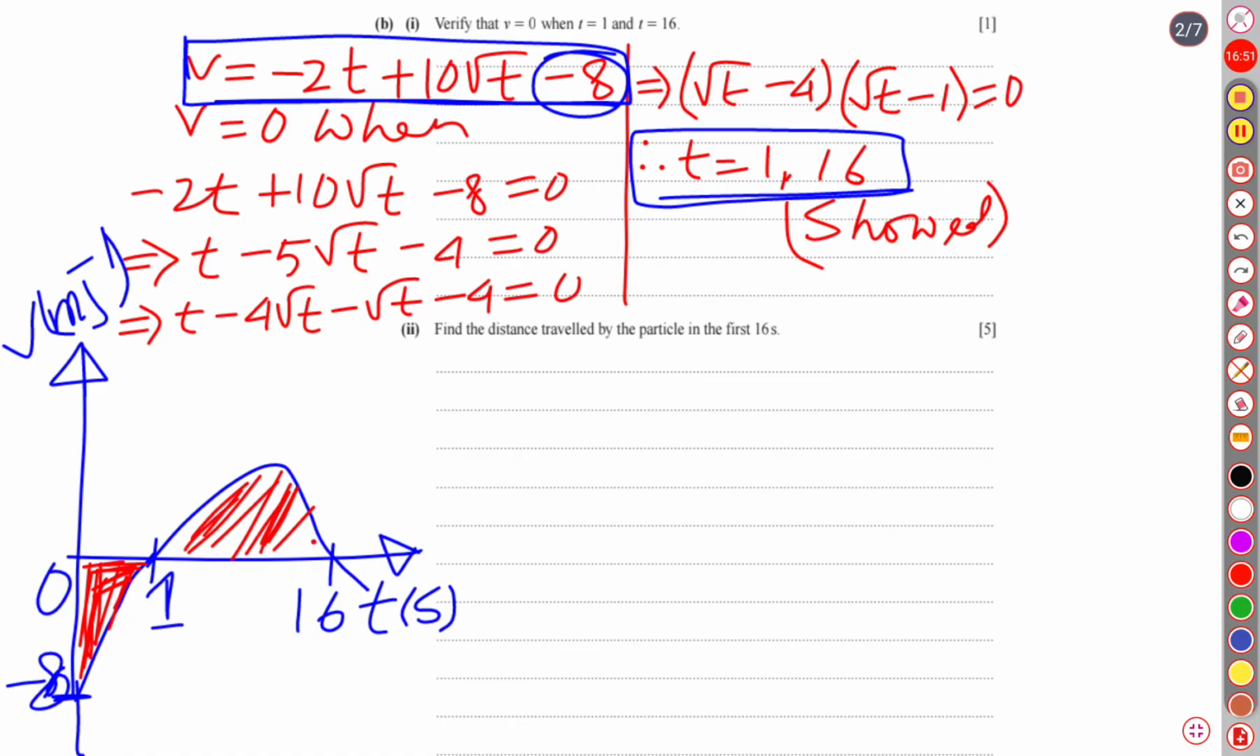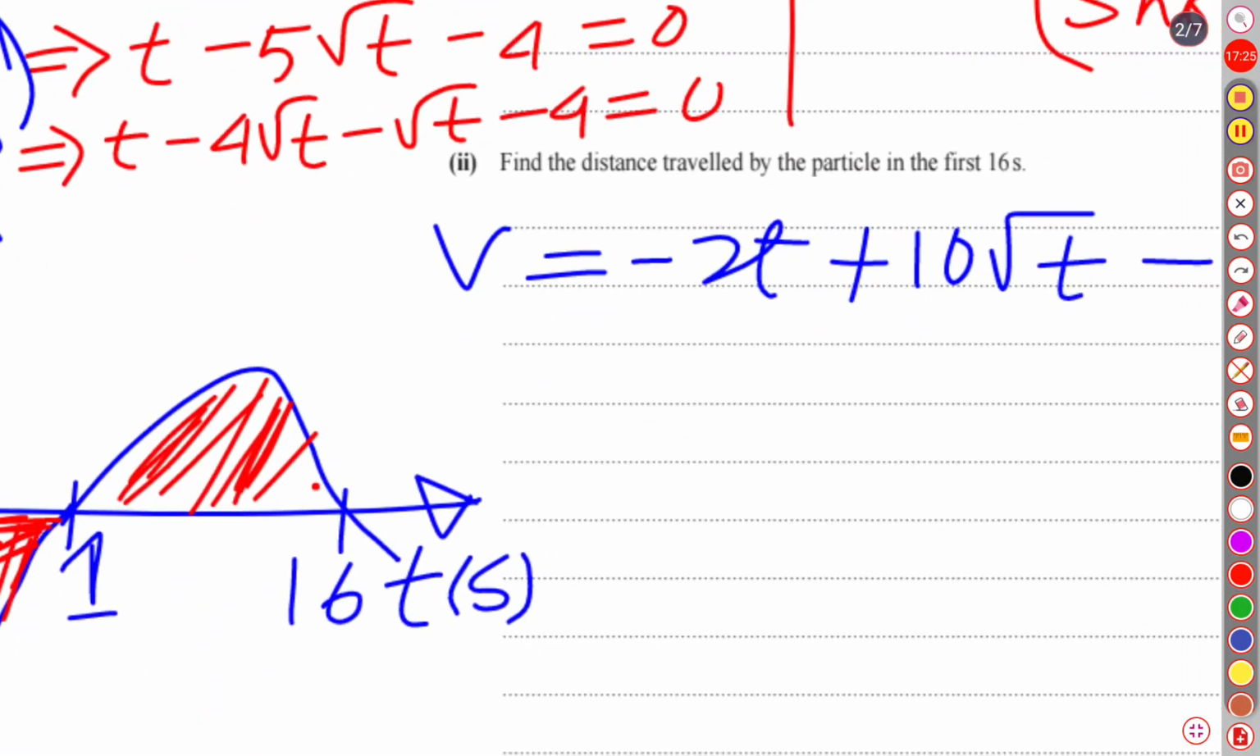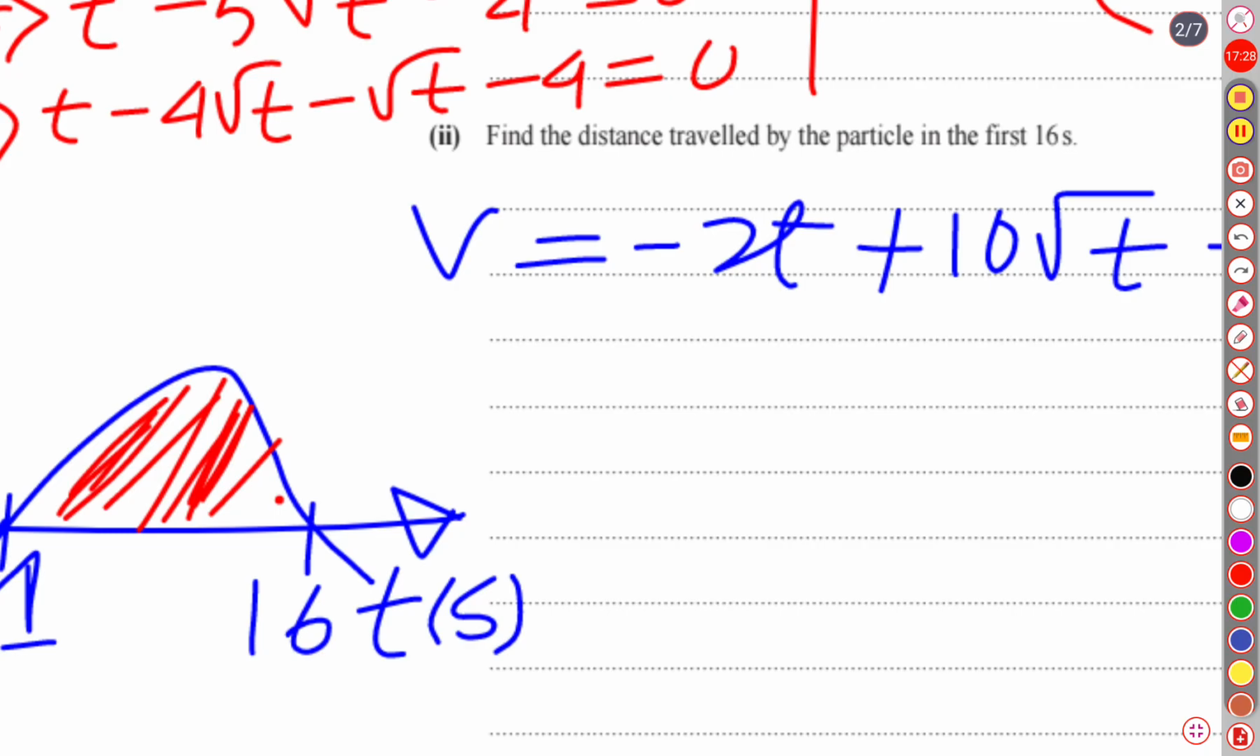Well, the basic concept we know: for finding the distance we just integrate the velocity. So our v is what? Let us write v. v is equal to negative 2t plus 10 square root of t minus 8. Then we know, for finding the distance or displacement, we just integrate velocity. So let us integrate velocity. It is just integration of velocity for the first part.